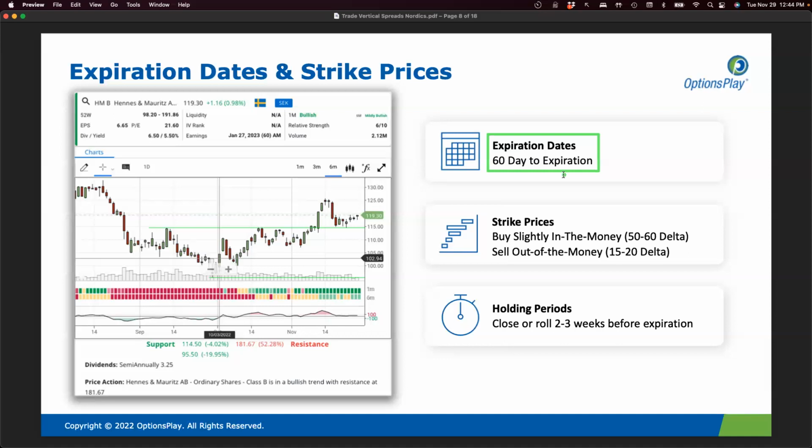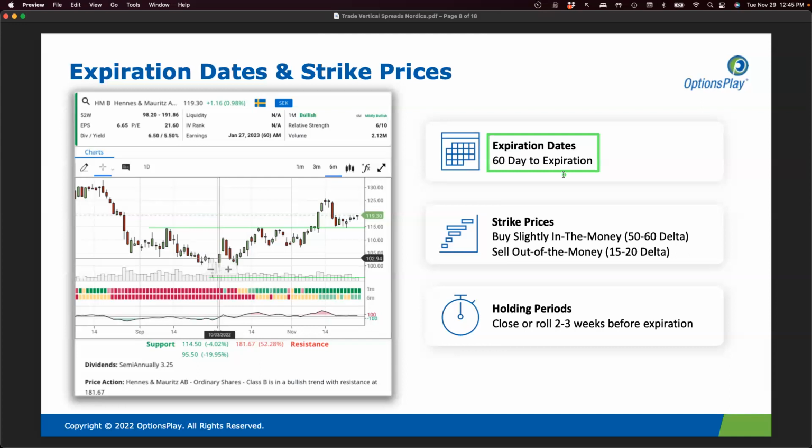It's going to cost you a little bit more than buying a shorter dated option, but for each day you hold on to that option, you're going to lose less to time decay. And that's the factor that you want to try to reduce as much as possible when you're buying an option. So going out 60 days is usually a good starting point in finding an expiration date that reduces that time decay per day.